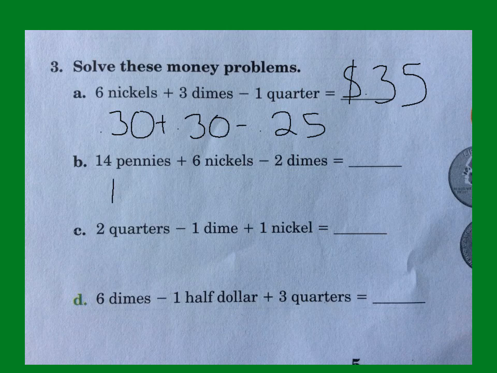B, we have 14 pennies plus 6 nickels. Remember, a nickel is 5 cents, so 6 times 5 would be 30 cents. It would give us 44 cents. Minus 2 dimes. A dime is 10 cents, and we have 2 of them, so minus 20 cents. 44 cents minus our 20 cents would give us 24 cents.